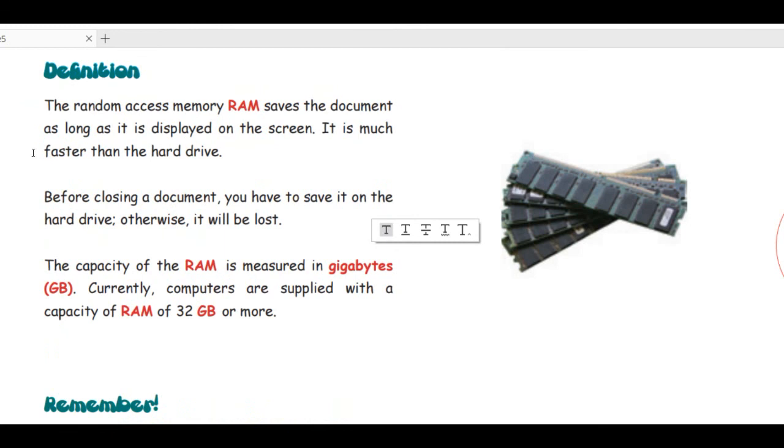And the definition of the RAM is, of course, we all know it, that it is in the computer system unit, and the documents are in the RAM as long as the computer is turned on. It is faster than the hard disk, and before closing a document you have to save it on your hard drive, otherwise it will be lost. The capacity of the RAM is measured in gigabytes, and actually we have hard drives or RAMs of 32 gigabytes and even more, of course.